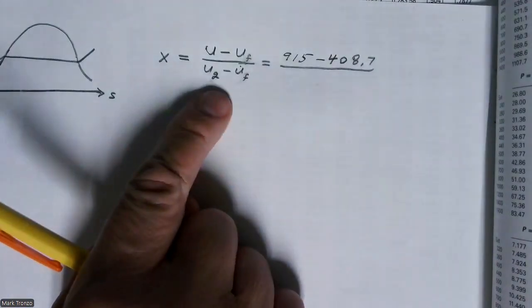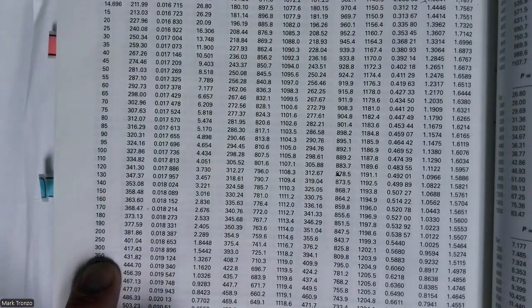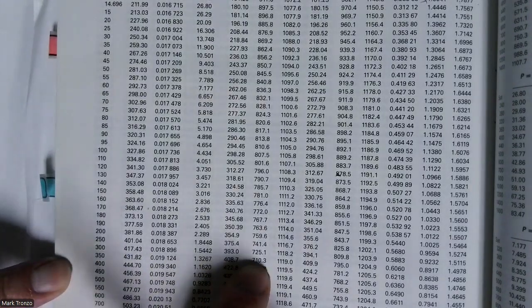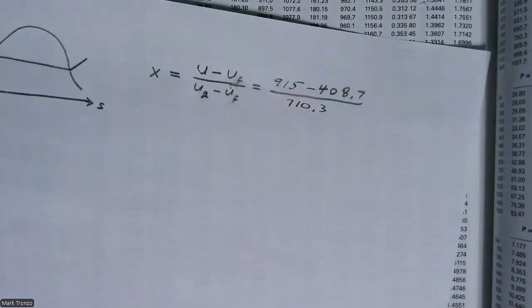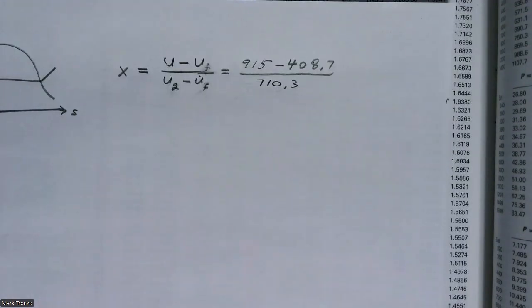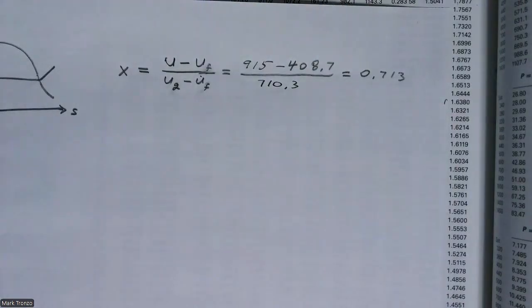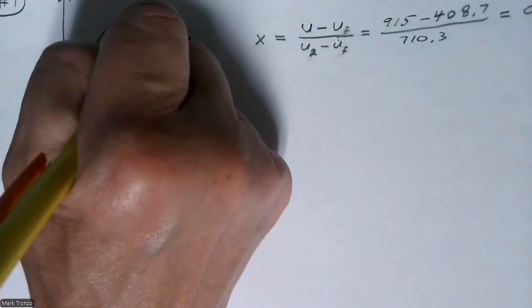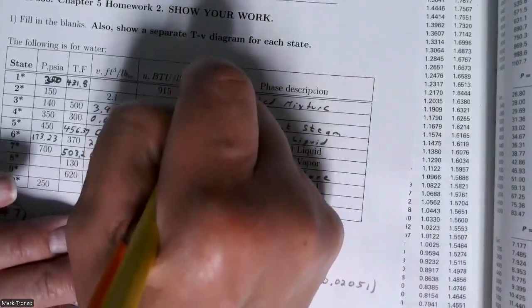Now, my table gives this difference. They call this difference UFG, so I'm just going to use that. Might as well take advantage of that at 350 PSI. That is 710.3. Again, if your table doesn't give that difference, you have to just do the subtraction here. When I put that in my calculator, I get .713 for the quality. That's going to put us again about 75% across, so be something like that. And so let me write this down here. .713 like this.